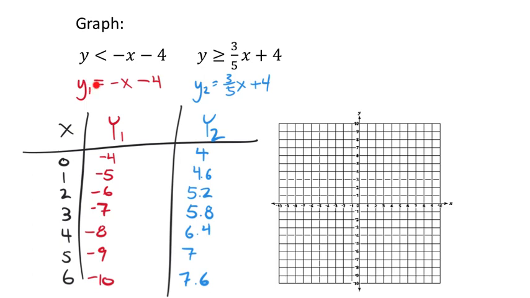So I'm going to make the red equation. I'm going to make this an equation, right? Because this is going to give me the line, and the line is going to be the equality part of this. So even though it's just a less than symbol, I don't care.